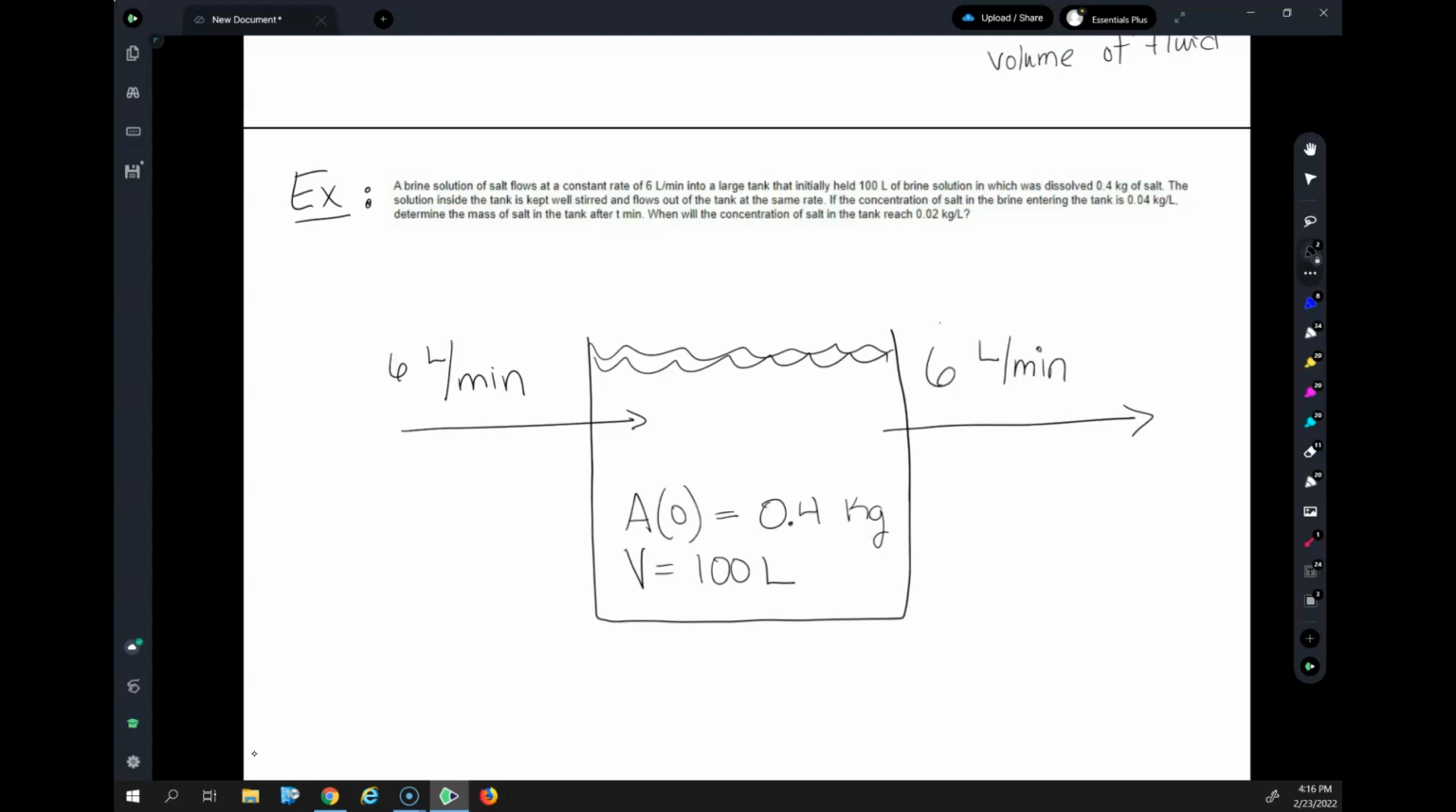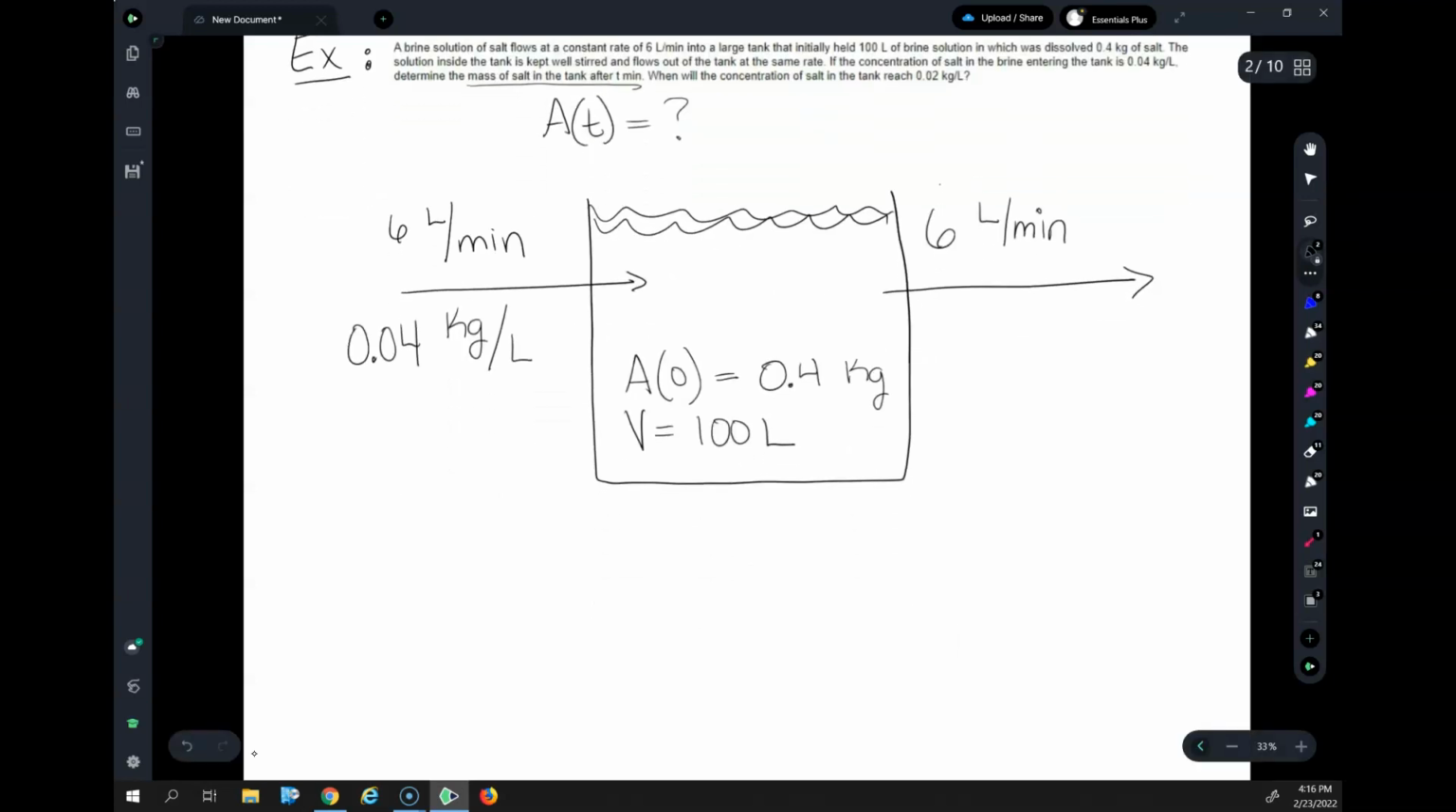If the concentration of salt in the brine entering the tank is 4/100 of a kilogram per liter, so again, they're talking about the input here. That's the concentration of the input, 4/100 of a kilogram per liter. Determine the mass of salt in the tank at time t. What they're asking us to do is solve a differential equation so that your final answer is a function that gives you the amount of salt in the tank.